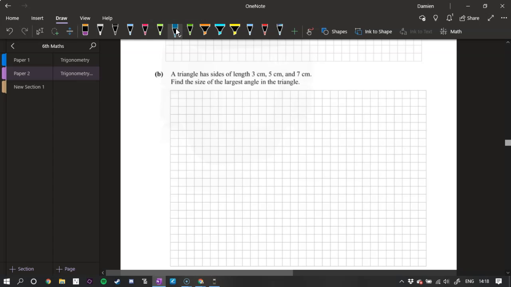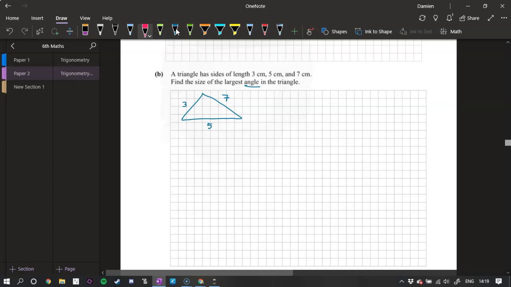Okay, so let's move on to part B: a triangle with sides of length 3, 5 and 7, and find the size of the largest angle. So that means we are missing an angle. So again, draw a quick sketch of this triangle. So I have 3, 5 and 7. Let's make this 3. That one looks a little bit longer, that's 5, and this looks like the longest side, which is 7. And it's asking to find the largest angle.